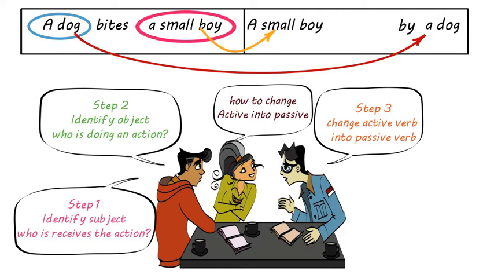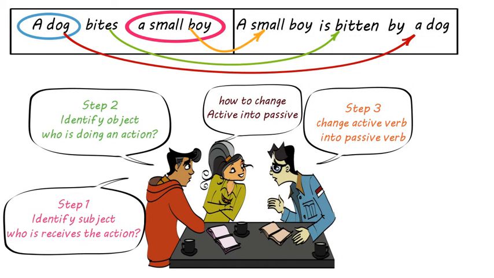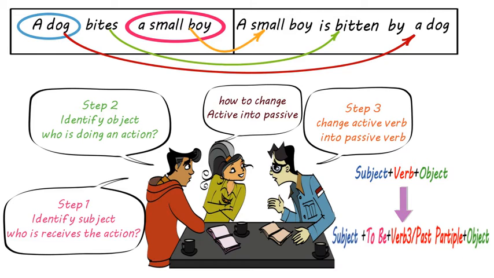The passive voice is formed by using a form of the auxiliary verb be: am, is, are, was, were, being, been, followed by the past participle, or verb 3, of the main verb. Active: subject plus verb plus object. Passive: subject plus to be plus verb 3 or past participle plus object. Notice how the be auxiliary changes the meaning of the verb from action to condition, or from doing to being.